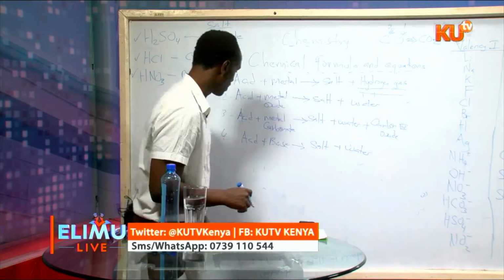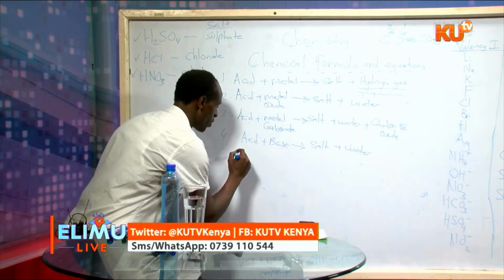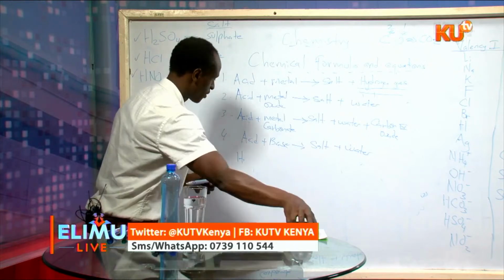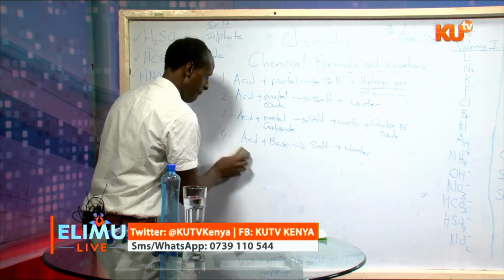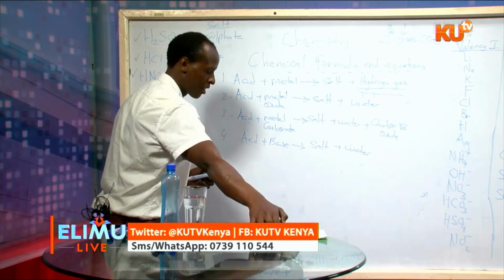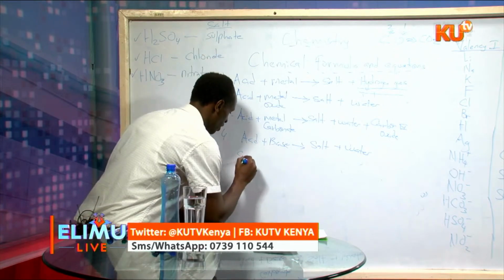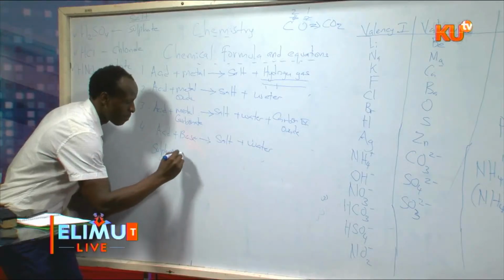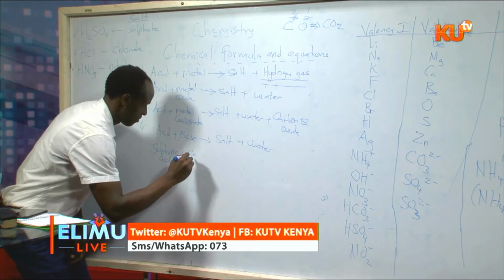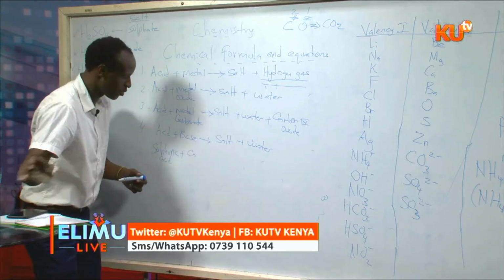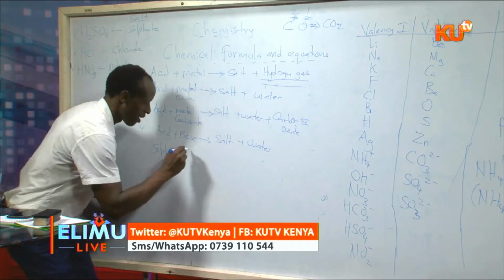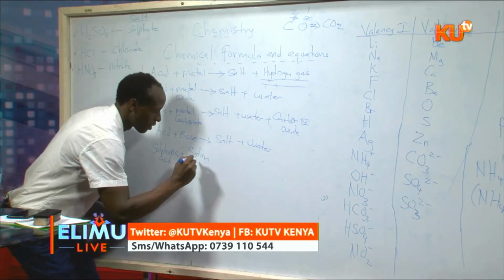So let me take an acid. We have sulfuric acid, and we take a base. Sulfuric acid plus sodium hydroxide. Let me use sodium hydroxide, not calcium hydroxide.